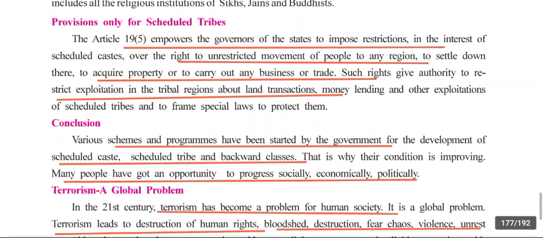In conclusion, various schemes and programs have been started by the government for the development of SC, ST, and backward, that is OBC. That is why their condition is improving. Many people have got an opportunity to progress socially, economically, and politically.